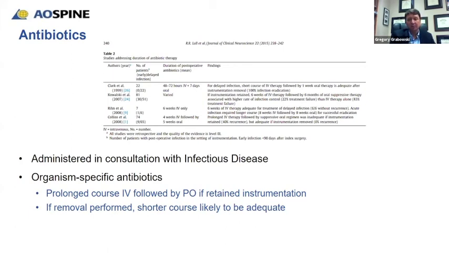And from a standpoint of duration of antibiotic treatment, when you've opted to retain your instrumentation, having a prolonged course of IV antibiotics, likely 6 weeks, followed by, again, a prolonged course of PO antibiotics following that is the typical recommendation. Whereas if you've removed your instrumentation, a shorter course, only a couple weeks of each, may be completely appropriate.